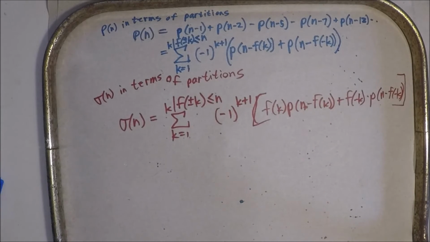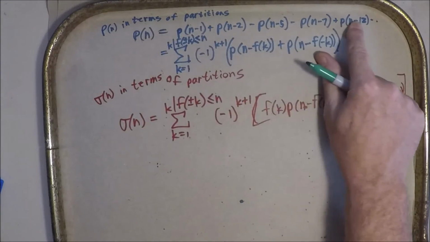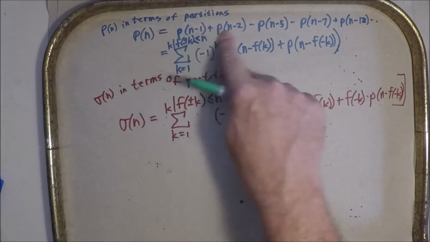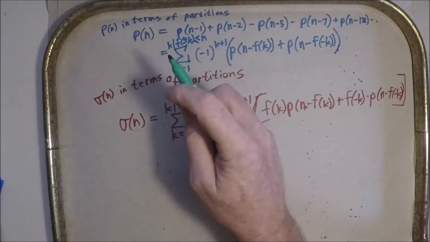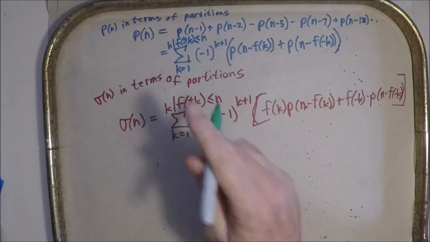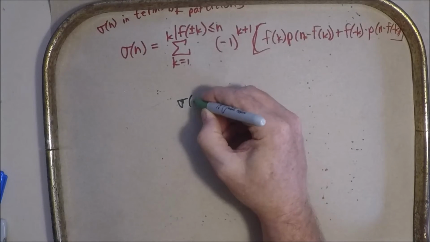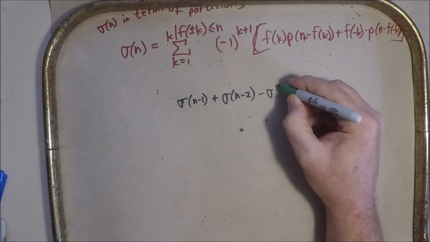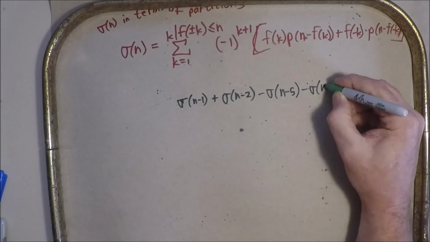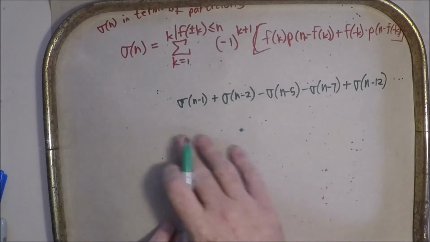The way we're going to change the rules is to take this form, go back to this with just a coefficient of 1 in front of all of these, but instead of the partition numbers, let's see what happens if we substitute in sigma itself. So we're going to look at the sum of sigma of n minus 1 plus sigma of n minus 2 minus sigma of n minus 5 minus sigma of n minus 7 plus sigma of n minus 12, dot dot dot. What does that give us?